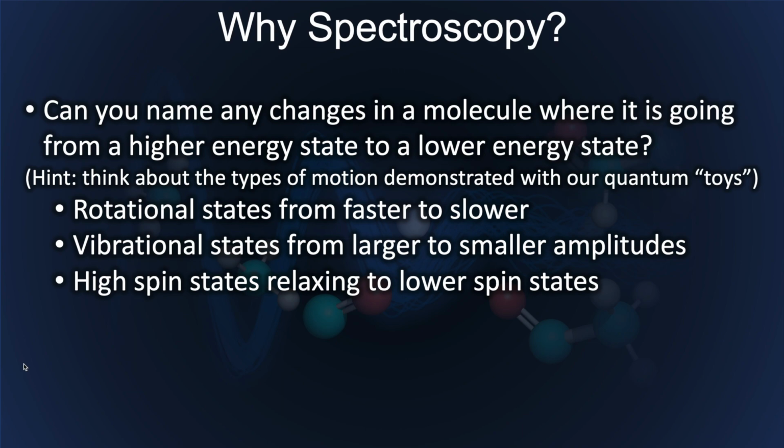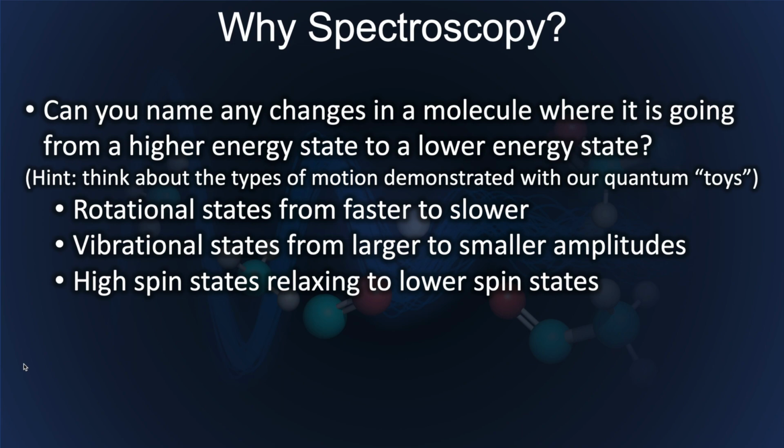Here are three examples that I can think of off the top of my head. We have rotational states, where we go from a higher angular momentum to a lower angular momentum. Or transitions between vibrational states: if you have a molecule, maybe there's a single carbon-carbon bond that's vibrating in a certain way, and it goes from a larger energy vibration to a smaller energy vibration. That would also correspond to energy being released as light.